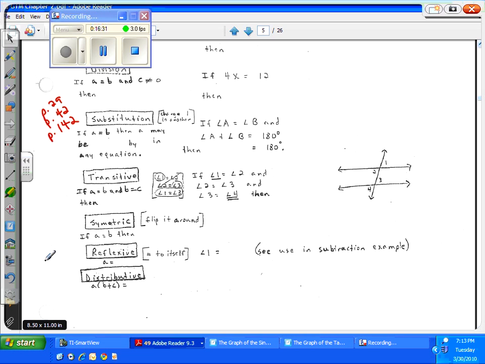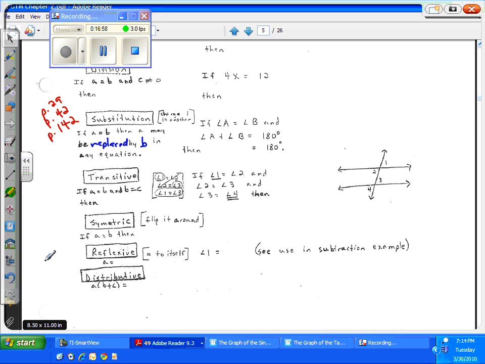If A equals B, then A may be replaced by B in any equation or inequality. This is what it says in my algebra book on page 29 at the bottom: if two things are equal, then one may be replaced by the other in any equation or inequality.